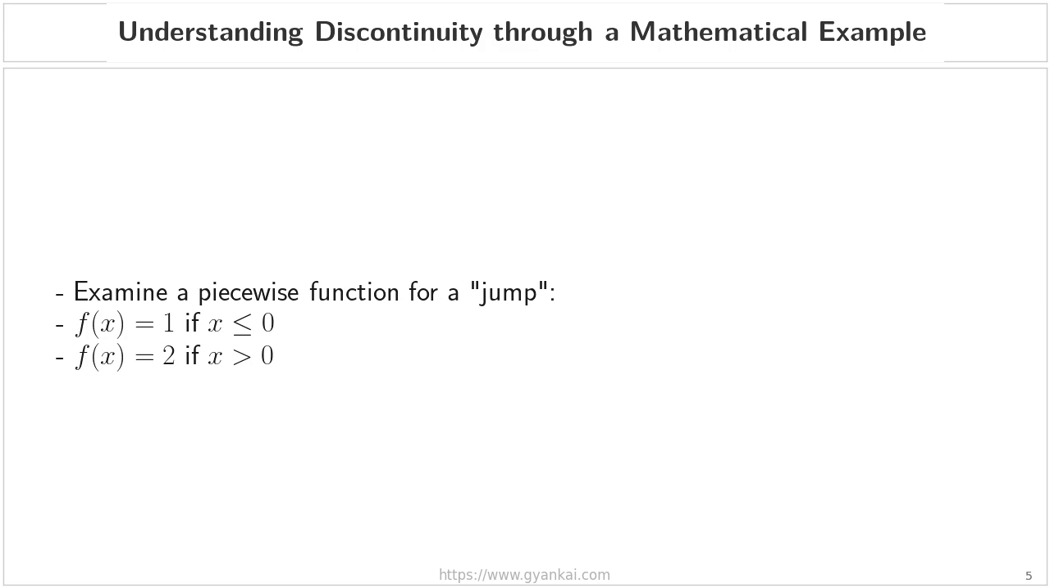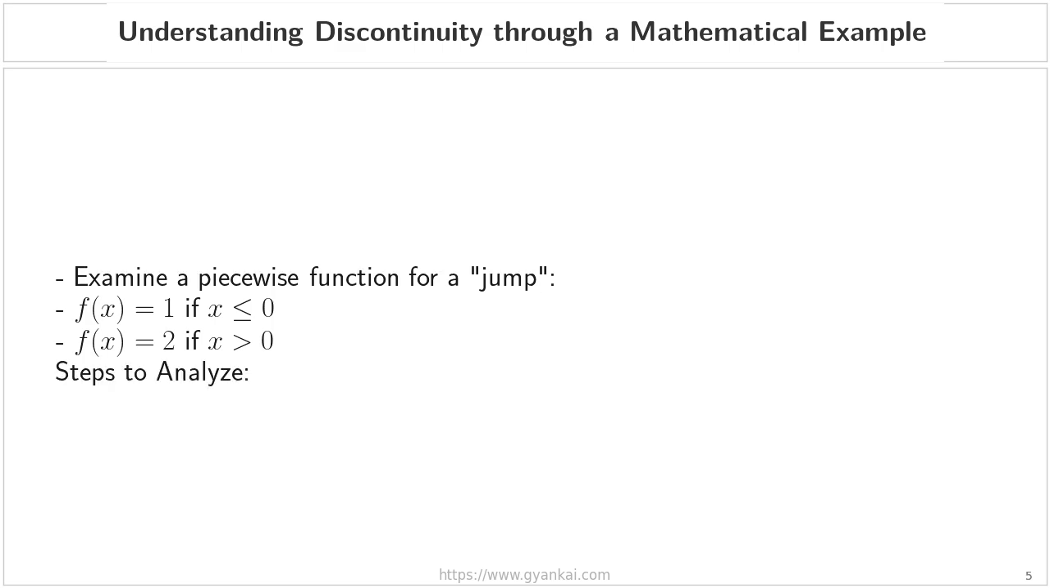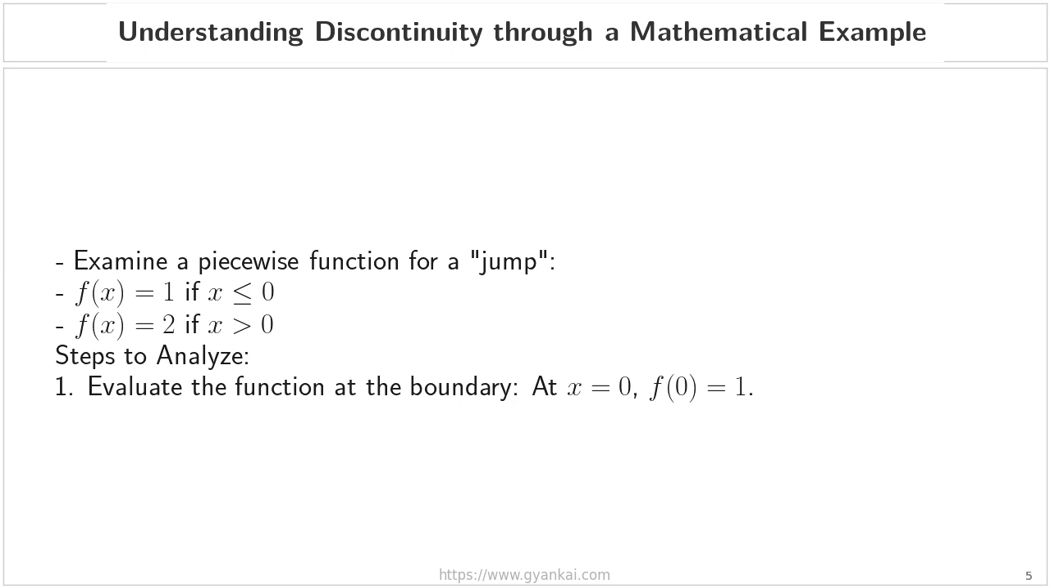In this case, f of x equals 1 if x is less than or equal to 0, but f of x equals 2 if x is greater than 0. To determine if this function is continuous, we will follow these three analytical steps. First, we evaluate the function exactly at the boundary. When x equals 0, according to our first rule, f of 0 equals 1.